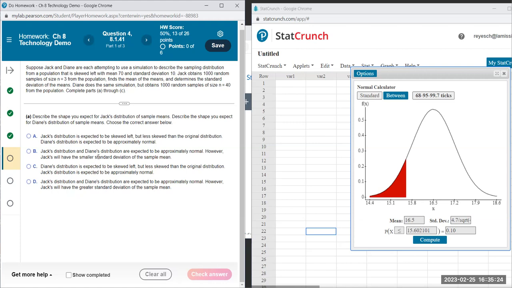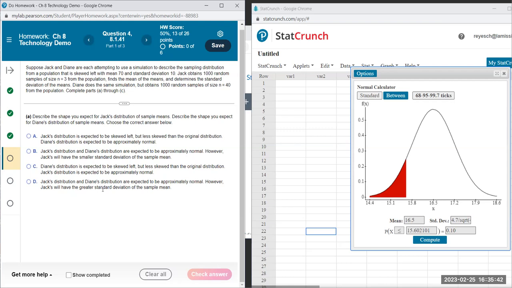No, Diane's going to have a smaller standard deviation because her sample size was larger. So she's going to have the better results, less variability in her normal curve. Diane's distribution is skewed left. No, she's the one that did the better one.